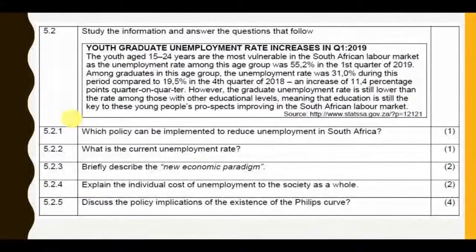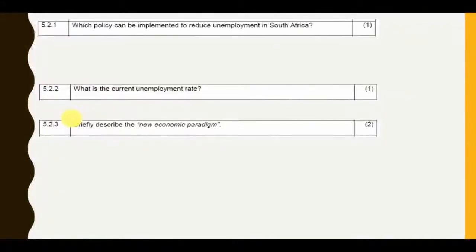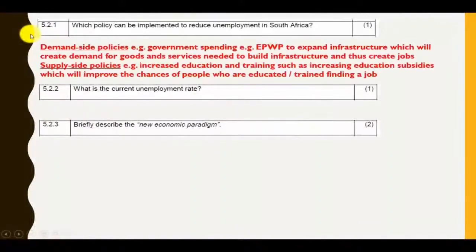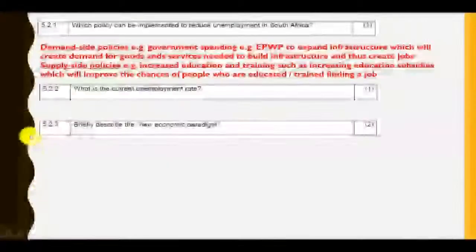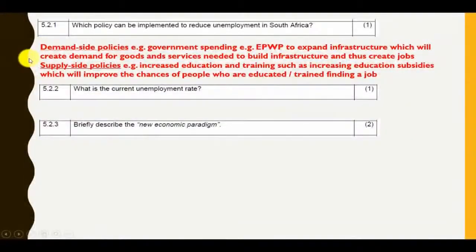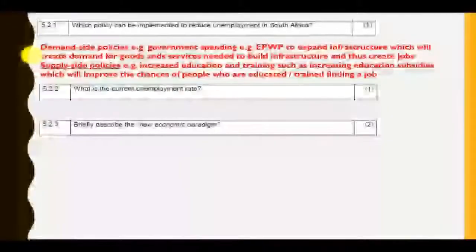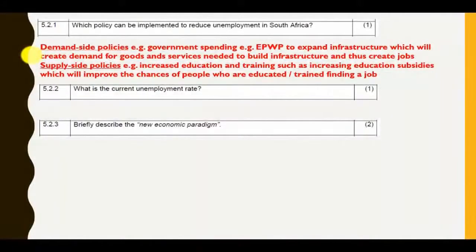All right, everybody, let's carry on. So, question 1. Which policy can be implemented to reduce unemployment in South Africa? So, we can use both demand and supply side policies. So, as I said to you, grade 12s, this question is all about the topic of the new economic paradigm, which you did under business cycles. And remember, the new economic paradigm is a combination of demand and supply side policies.